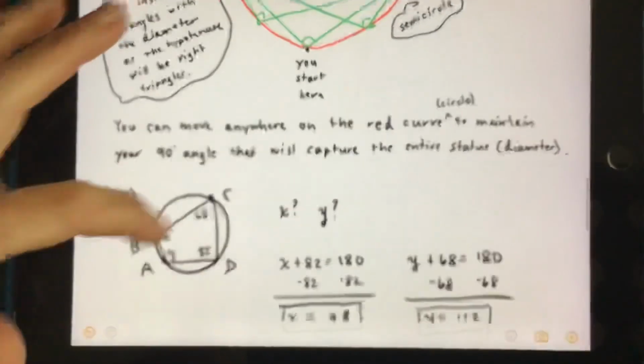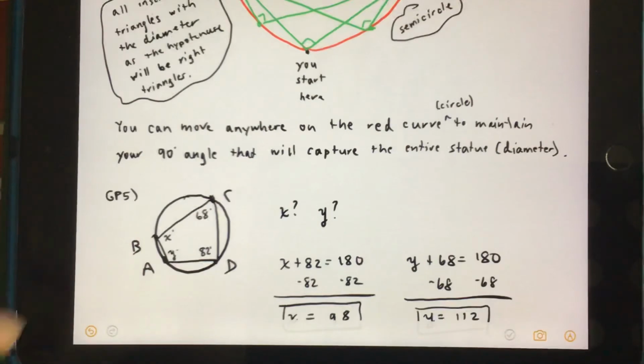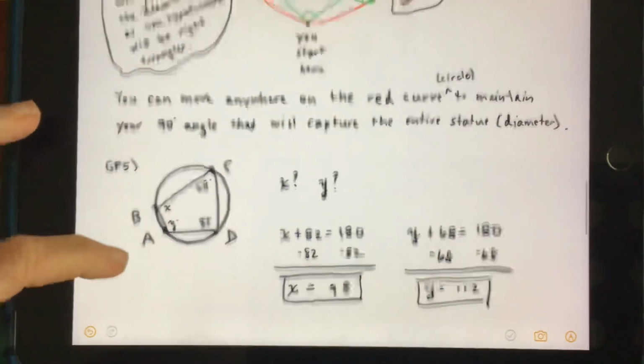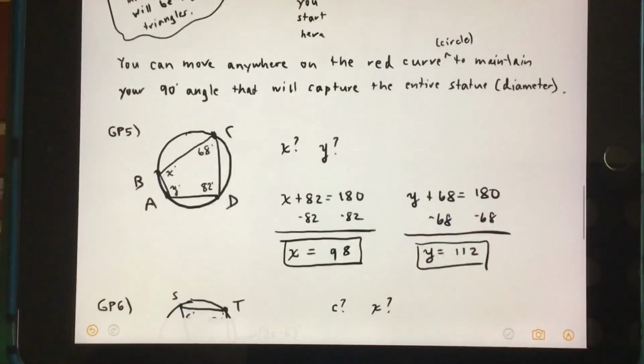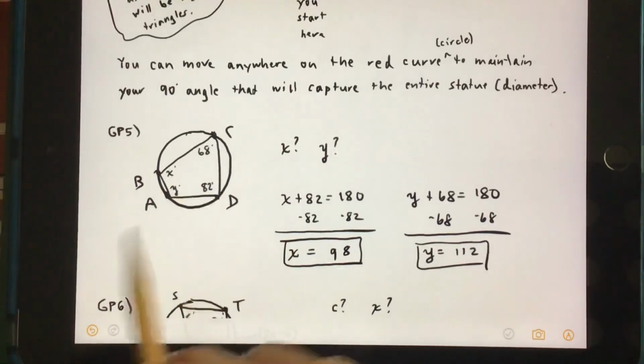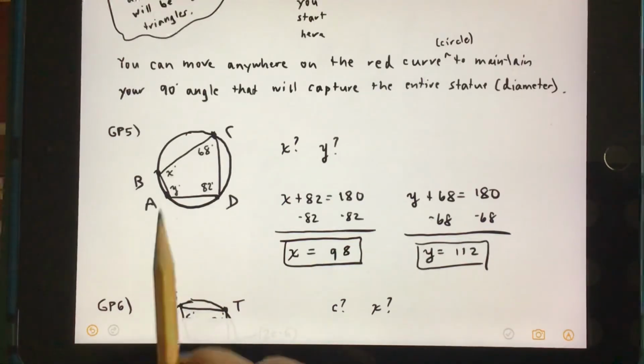Moving along now to guided practice 5. So on guided practice 5, we have a quadrilateral inscribed inside of that circle, and we're asked to find the values of x and y. So we're recalling that we have the theorem that tells us that if you inscribe a quadrilateral inside of your circle, then the opposite angles will be supplementary.